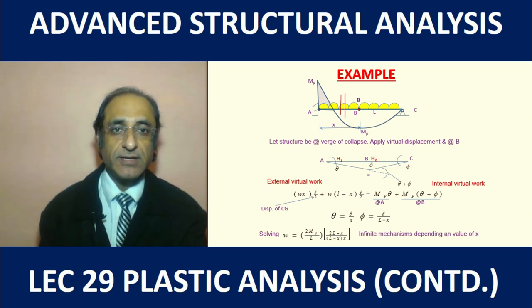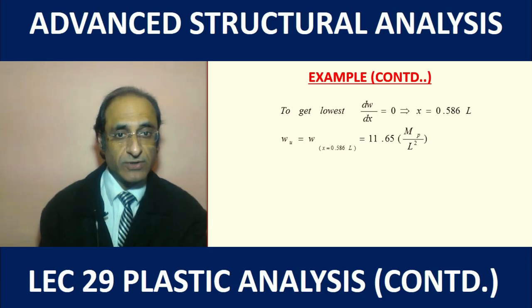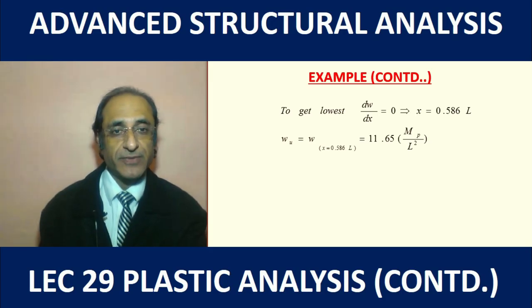Now what we find is that there are infinite mechanisms depending on the value of x. So which mechanism is the actual mechanism? So we find the lowest of these. So what we do, we take the first derivative with respect to x equal to 0, and this gives us the value of x equal to 0.586 L, and the corresponding ultimate load comes out to be 11.65 MP by L square. So this is the UDL, that's why we have MP by L square. In the previous examples we had MP by L because it was a concentrated load.